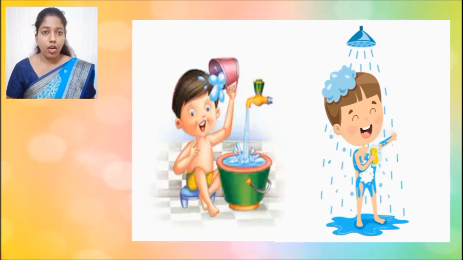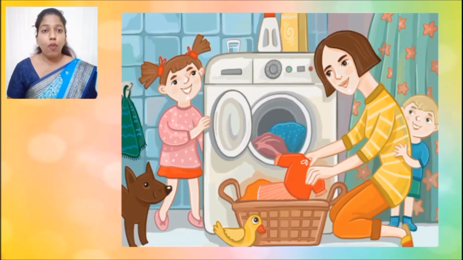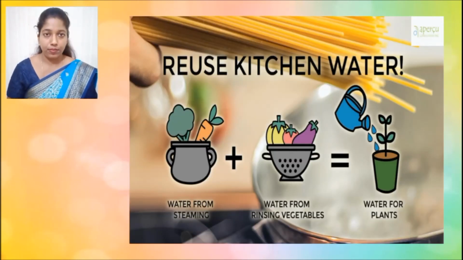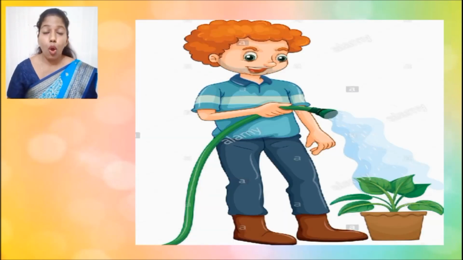Use a bucket and mug to take a bath instead of a shower. Do not leave the tap running while washing clothes and dishes. Use a washing machine that does not use too much water. Reuse kitchen water. Use the water in which vegetables and fruits have been washed to water the potted plants. Do not throw away the water left in your water bottle, but pour it over some plants. Do not overwater the potted plants. These are some activities where we use water.